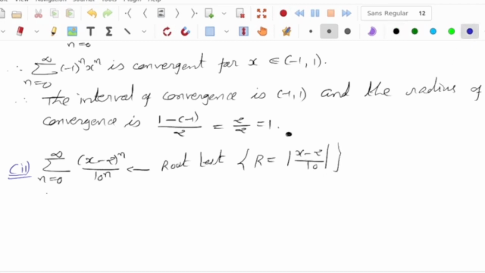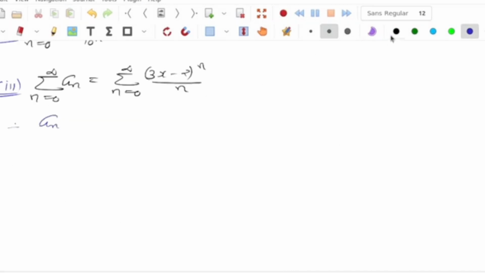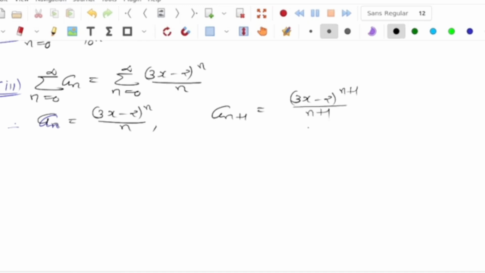But the next example is similar kind of this. So if you stuck anywhere in the second example, you can find the hint from example number 3. (3x minus 2)^n upon n. An is equal to (3x minus 2)^n upon n, and an plus 1 is (3x minus 2)^(n+1) upon n plus 1. Right. Therefore, if you want, you can apply root test also.